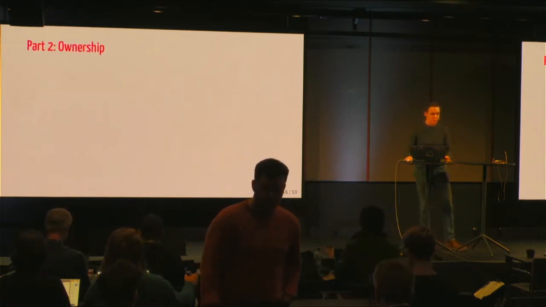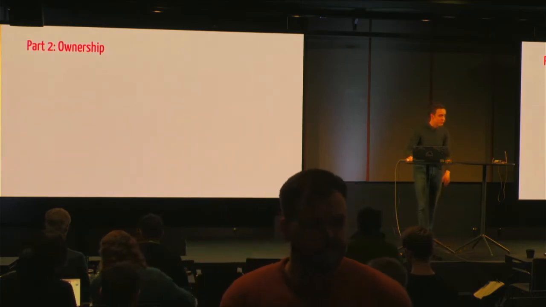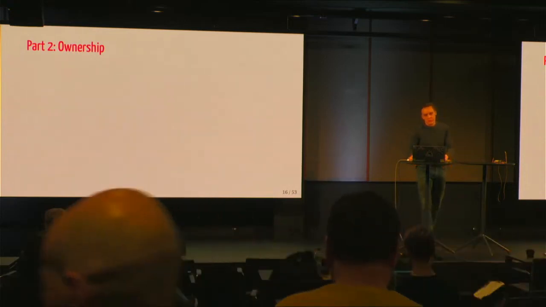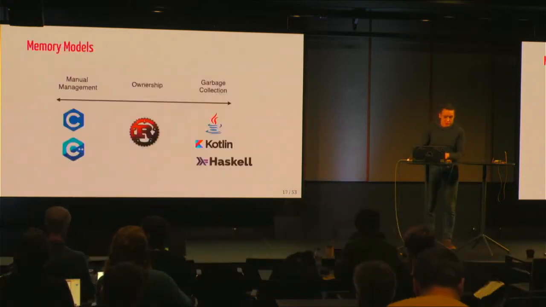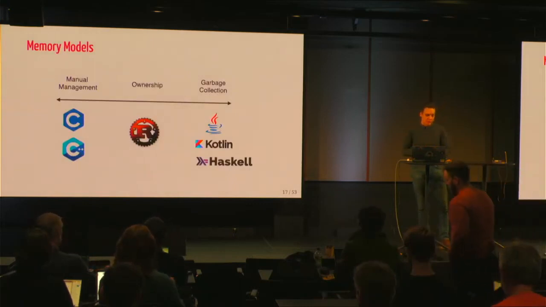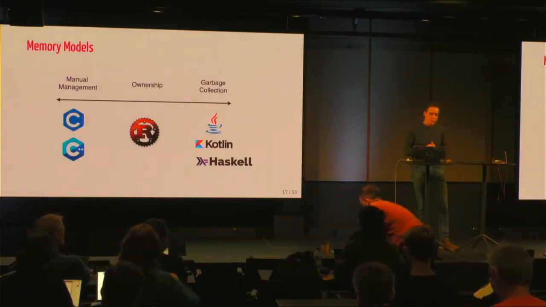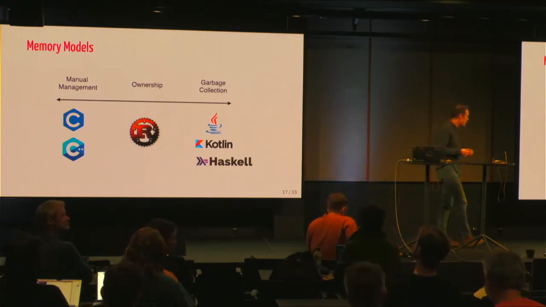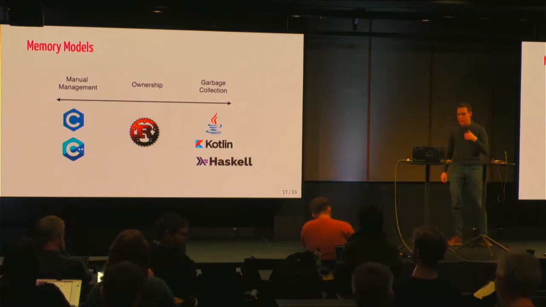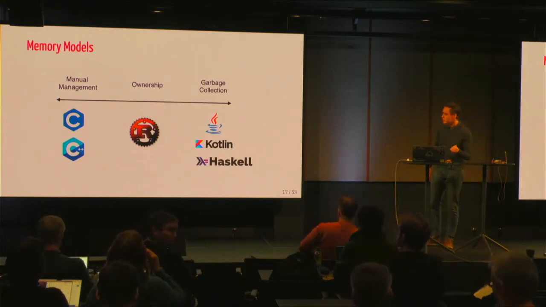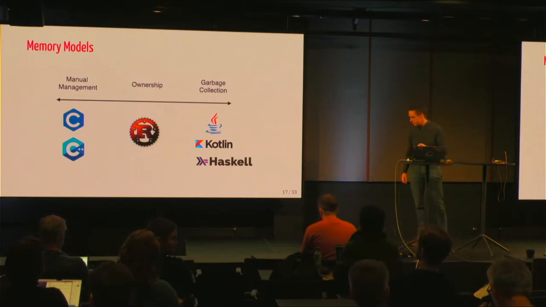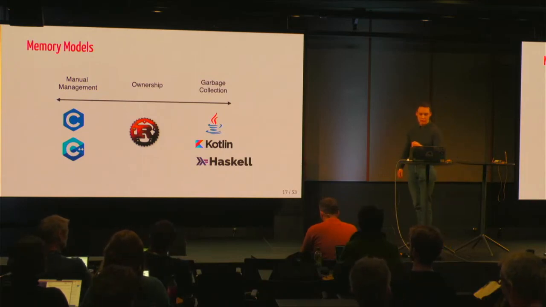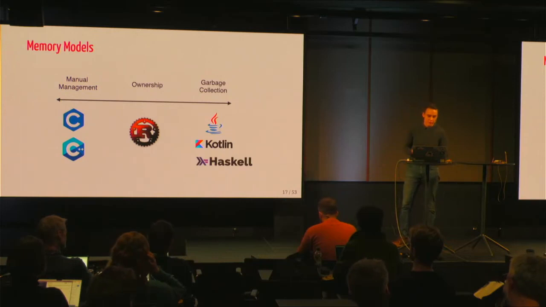Okay. Let's start up with part two, which is ownership, which is Rust's memory model. The memory model in Rust is different compared to most other programming languages. In more traditional system-level languages like C and C++, we have explicit memory allocation and explicit deallocation, while in more modern high-level languages such as Java and Kotlin, we employ a garbage collector.